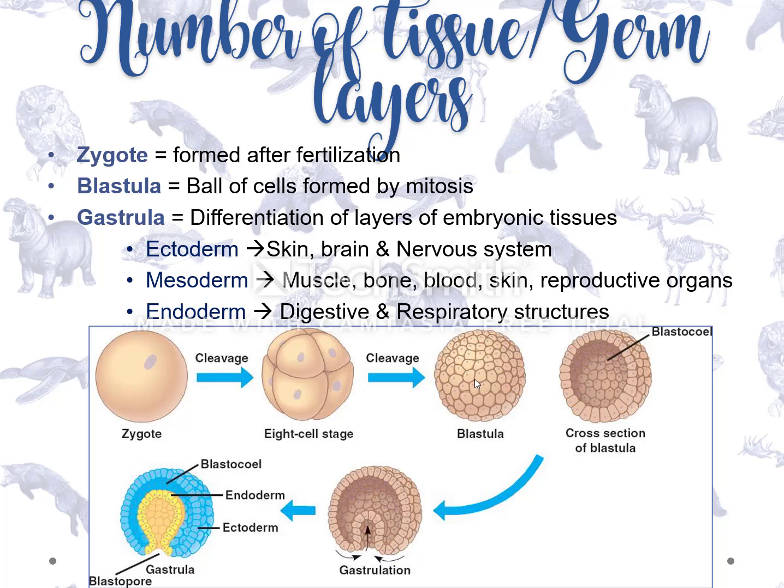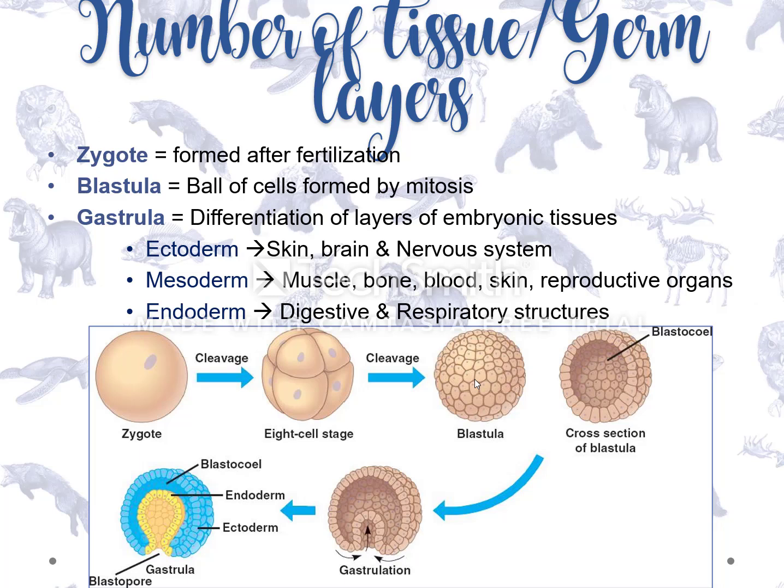Now, a gastrula can have up to 3 layers, but sometimes it only has 2 layers. Now, that means that it has an outermost layer, a middle layer, and an innermost layer. Okay, so just providing some terminology there. We have ectoderm on the outside, mesoderm in the middle, and endoderm on the inside. So having said that, the ectoderm layer, the outermost layer, is the layer of cells that will differentiate into the skin, the brain, and the nervous system.